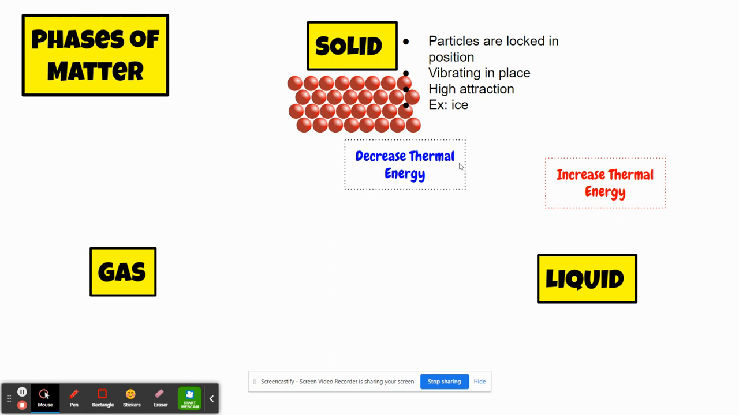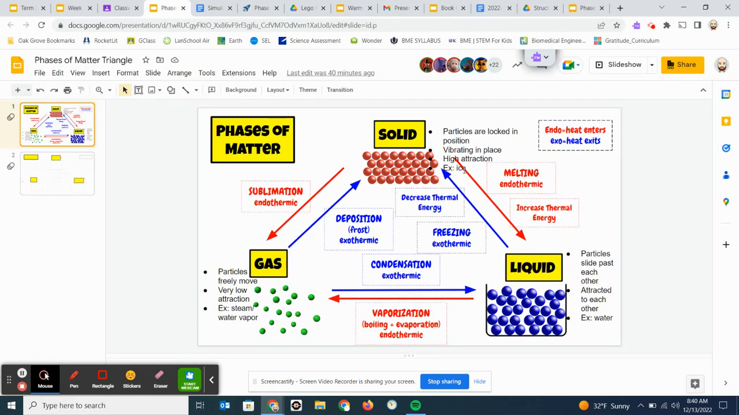One thing that I would like to include right now is that these have low energy. That's something that is going to be important to know, that a solid is going to have low energy.